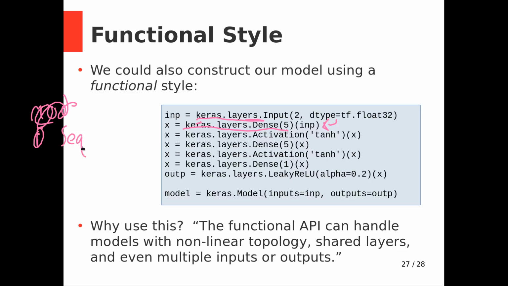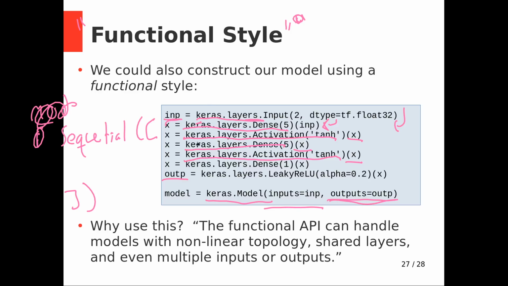Sequential. Instead of putting it inside of a sequential constructor, we're just creating these things out in our code and then calling each one on the previous layer. Create, call. Create, call. Create, call. This is the functional style. So finally I get my output. Notice I gave my input a different name. Then I build a keras.model and specify the input and output layers.